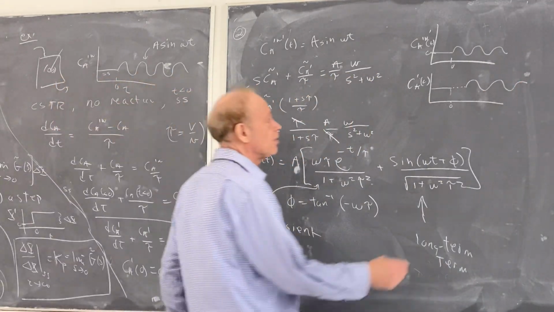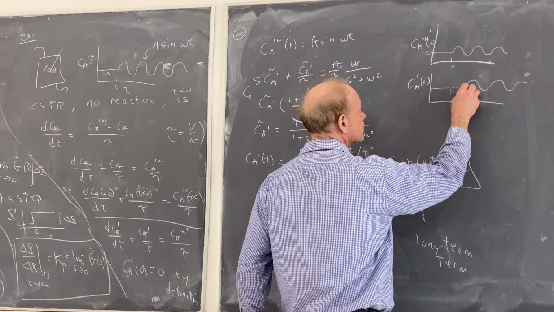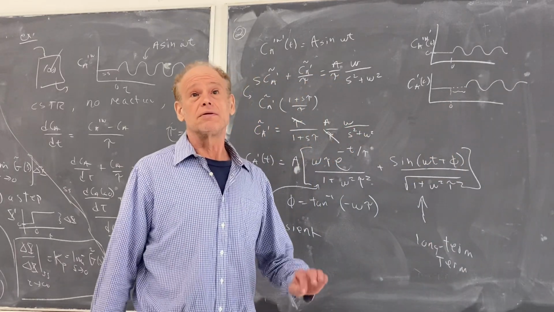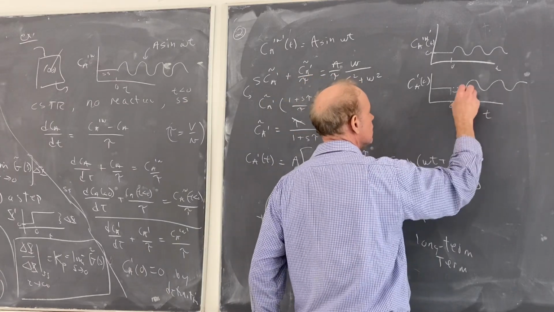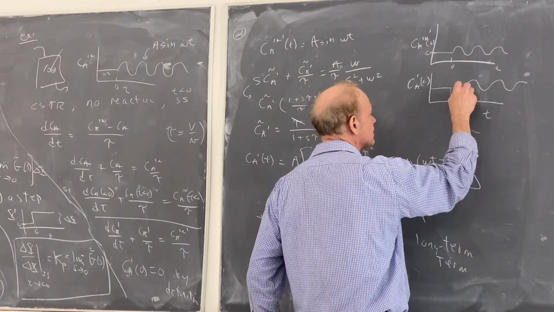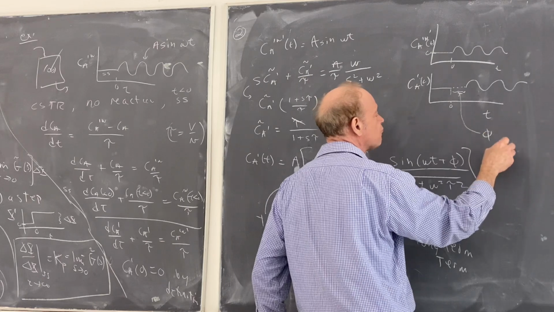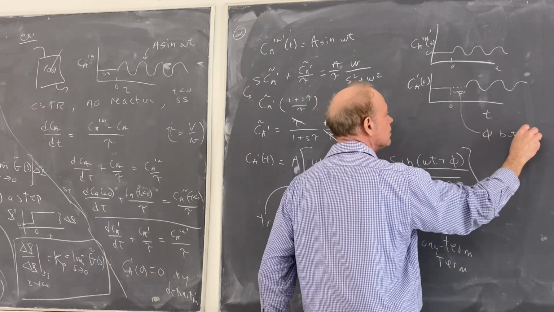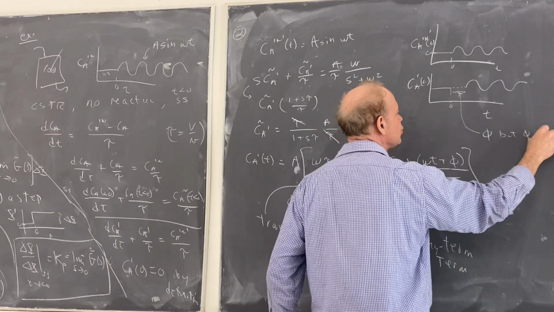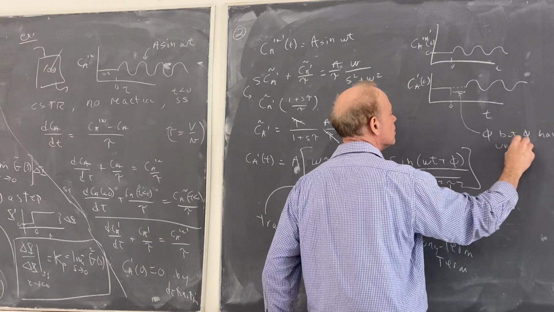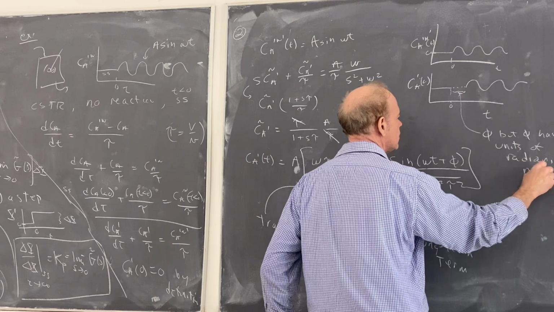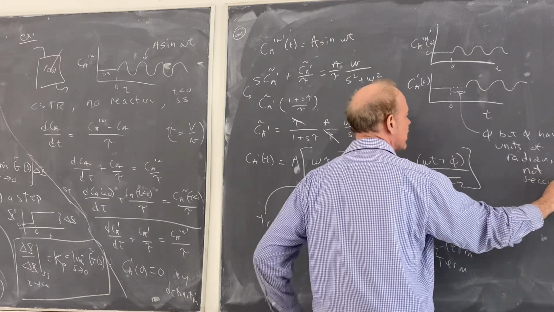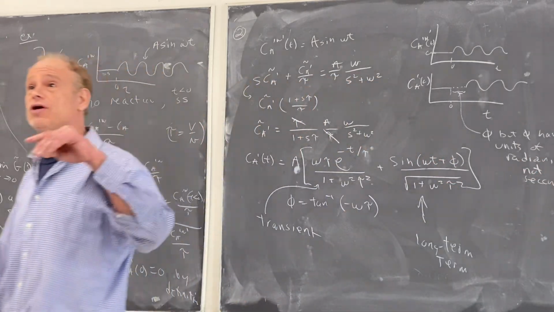So this difference is indicative of phi, but it's the wrong units. This is time, t. And this thing is telling me something about phi. It's phi, but phi has units of radians, not time, not seconds. So I need to convert it, and I'll convert it in a little while.